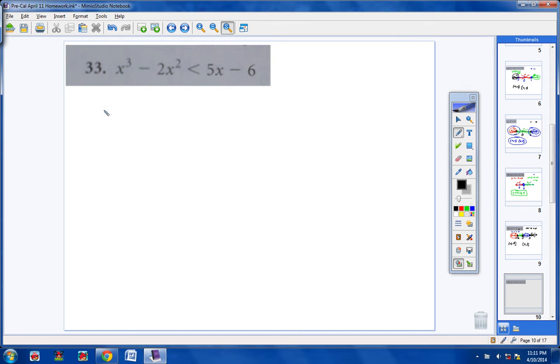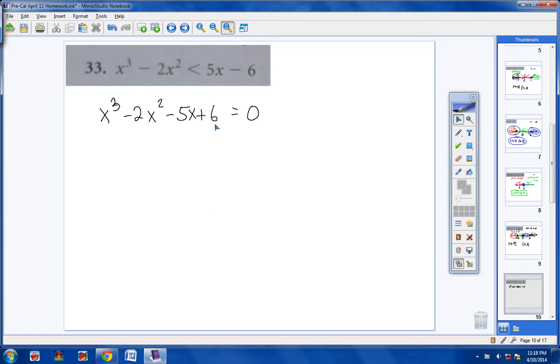Okay, I'm going to go ahead and do two steps at once. I'm going to bring the 5x over and make it a negative 5x, bring the 6 over and make it a positive 6, and go ahead and set it equal to 0. All right, and this should be an x to the third.